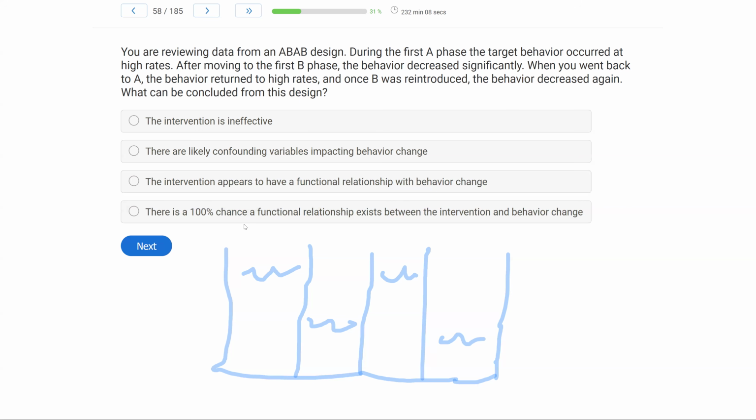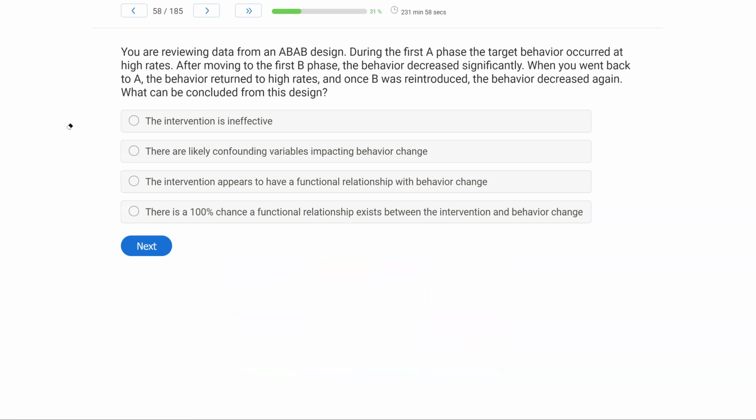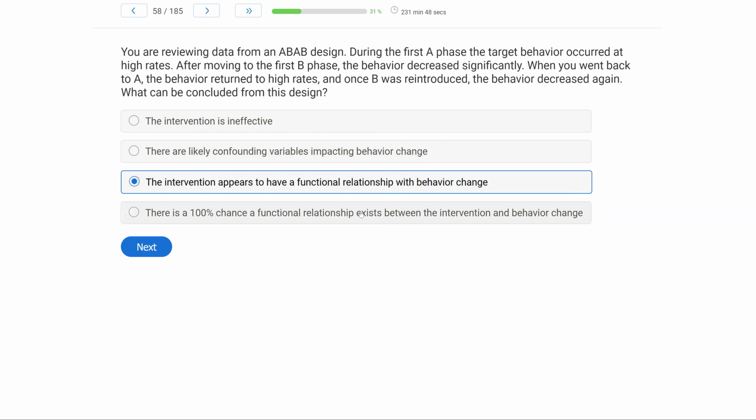And then D, there's a 100% chance a functional relationship exists between the intervention and behavior change. Almost never are we going to say 100% chance of anything, especially with a functional relationship. As clear as it may seem, we're never going to say we are definitely in control. There's a very good chance, right? And there appears to be a functional relationship. We're just not going to make the claim that it's a 100% chance.